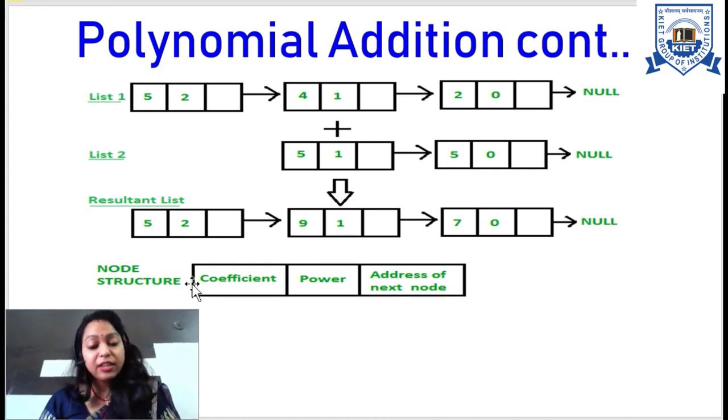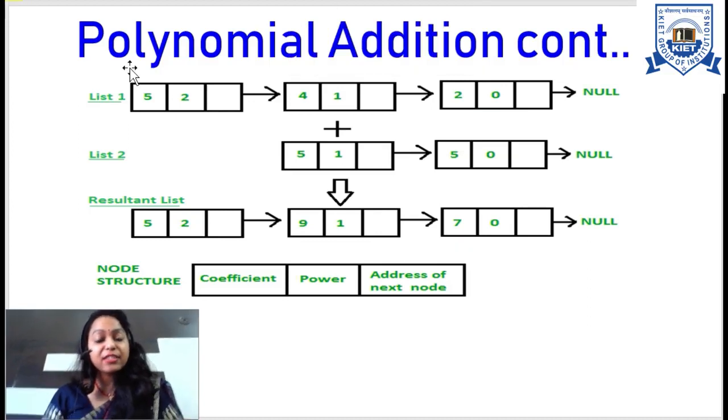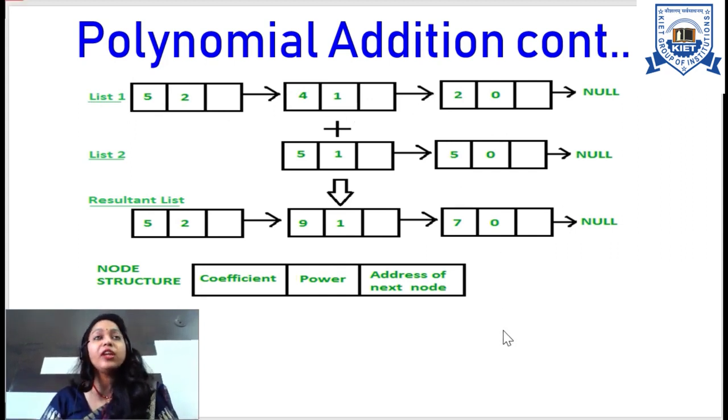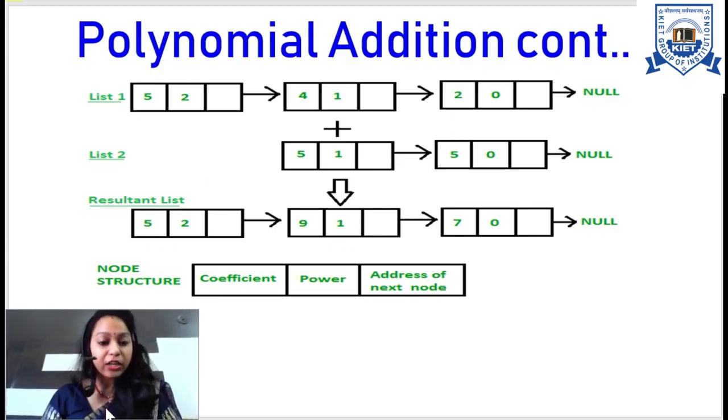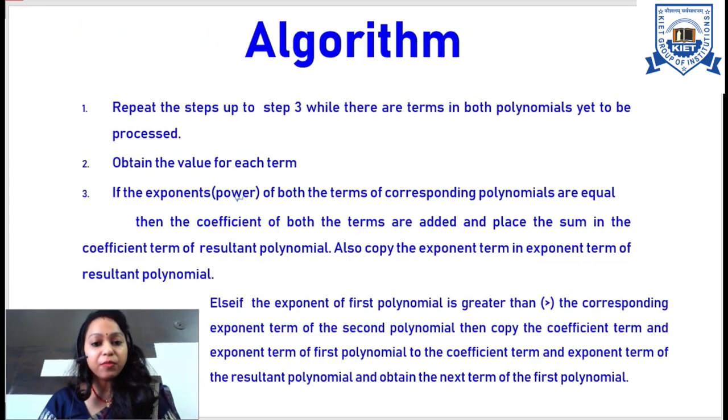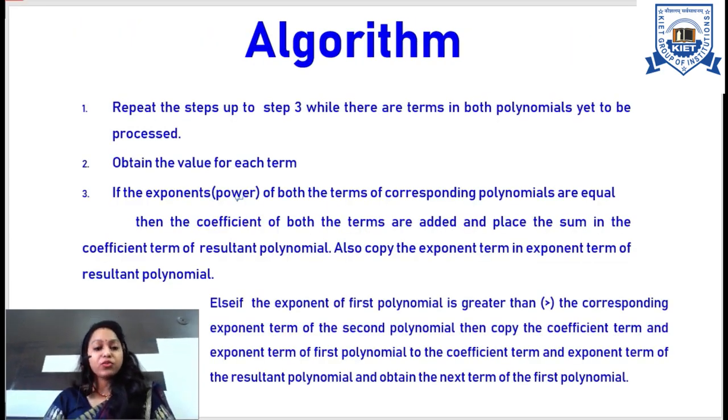Now the next term of that particular list will be null. That means no list exists after that. So the second list will be copied as it is in the resultant polynomial. If any of the lists is over and the second list is having certain data, certain nodes, then those nodes will be copied as it is in the resultant polynomial. Okay, so on the basis of these conditions, we have designed an algorithm for the polynomial equation.